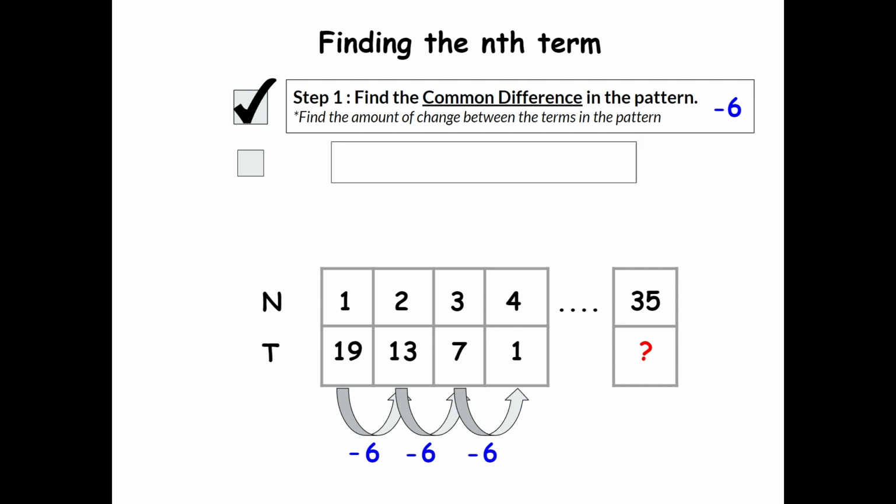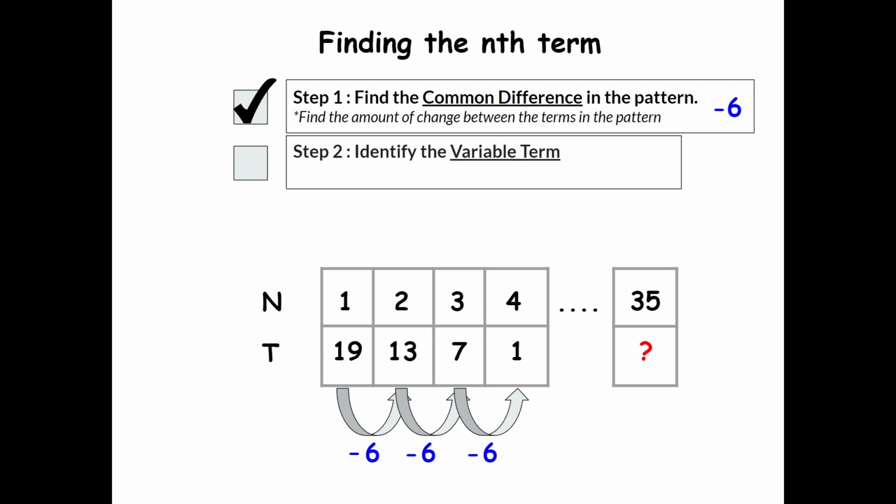The second step is to identify the variable term, which is the difference multiplied by n. And we've already determined that the common difference is negative 6. So let's take negative 6 and place the variable n next to it.